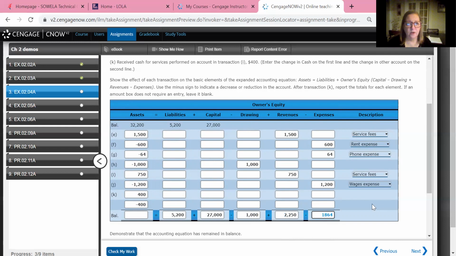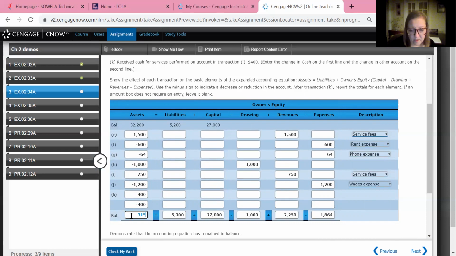All right, so the only thing we don't know now is what happened to the assets because a lot of transactions happened to assets. We started with 32.2 right here. And then we added 1,500, subtracted 600, subtracted 64, subtracted 1,000, added 750, subtracted 1,200, added 400, and subtracted 400. So I'm going to just go ahead and put the number in because I already got that number, 31,586.